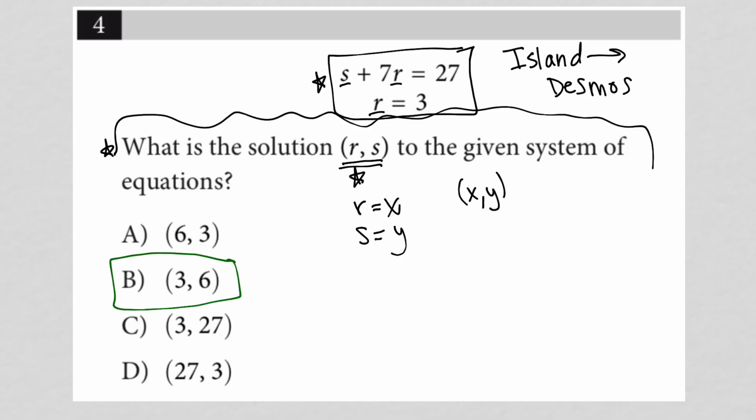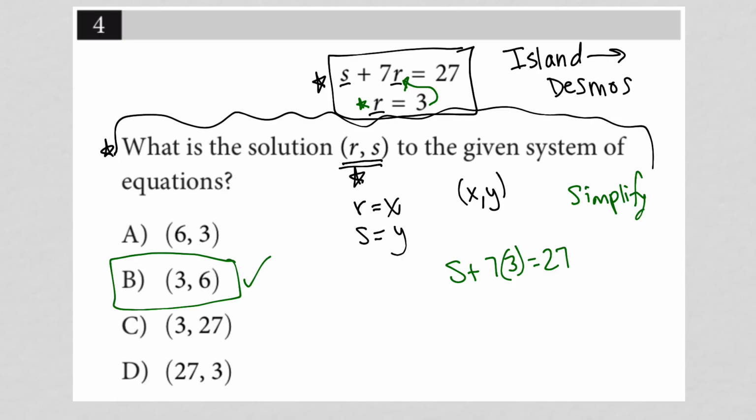Just to call out the obvious fact here as well, DESMOS is definitely not required for a question like this. We could simply say that we know R is 3. Let's just plug in 3 there, making this equation say S plus 7 times 3 equals 27. And therefore, this just turns into a simplify question.